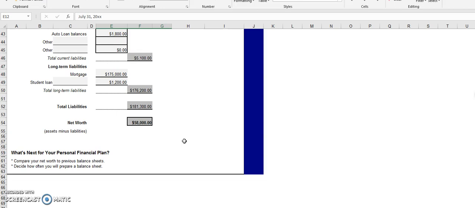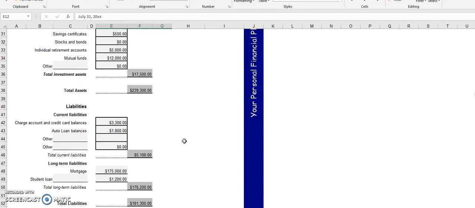So the difference between your assets and your liabilities is your net worth. In this case, you have more assets than liabilities, so you have a positive net worth of $58,000. So if you turned all your assets into cash and paid off everything that you owe, you'd have $58,000 left over. Obviously not going to do that right away, but that's what that shows you.